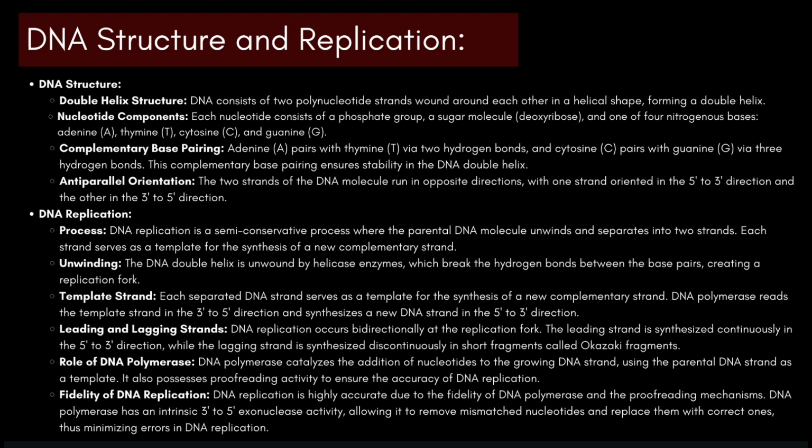Role of DNA polymerase: DNA polymerase catalyzes the addition of nucleotides to the growing DNA strand using the parental DNA strand as a template. It also possesses proofreading activity to ensure the accuracy of DNA replication. Fidelity of DNA replication: DNA replication is highly accurate due to the fidelity of DNA polymerase and the proofreading mechanisms. DNA polymerase has an intrinsic 3' to 5' exonuclease activity, allowing it to remove mismatched nucleotides and replace them with correct ones, thus minimizing errors in DNA replication.